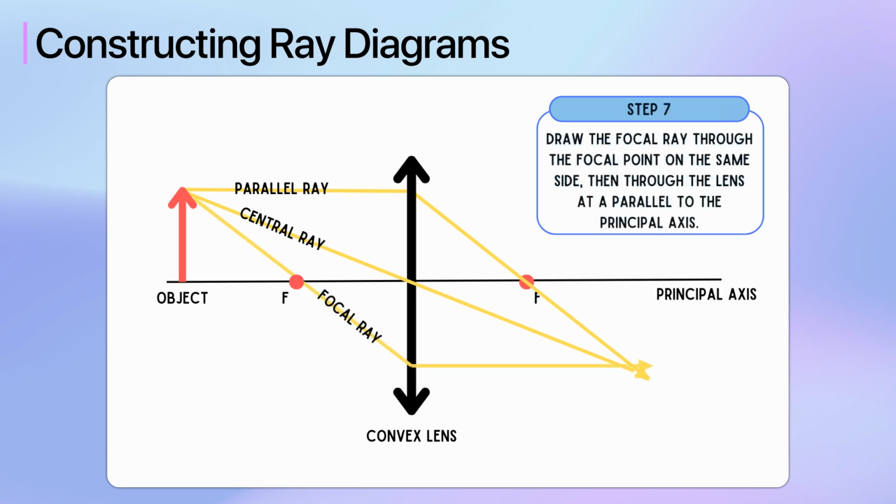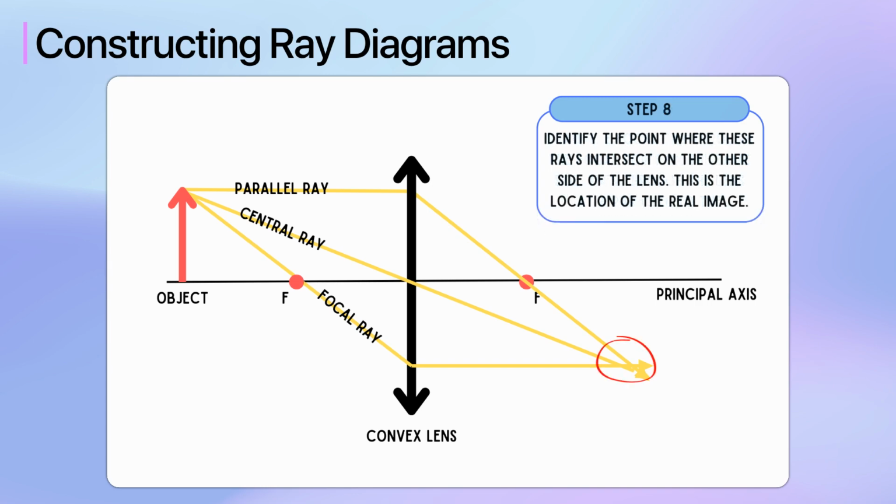Step 7. Draw the focal ray. Following this, draw a ray from the top of the object towards the focal point on the same side of the object. After passing through the lens, this ray will refract and travel parallel to the principal axis on the other side of the lens.